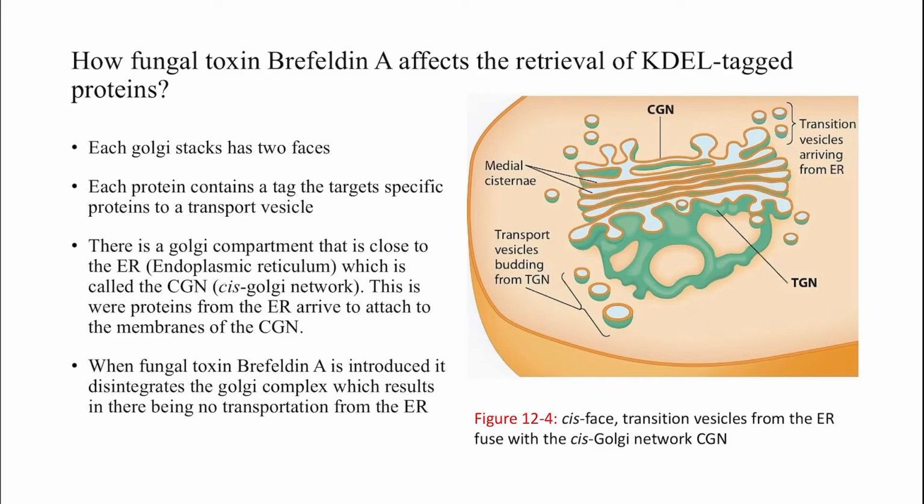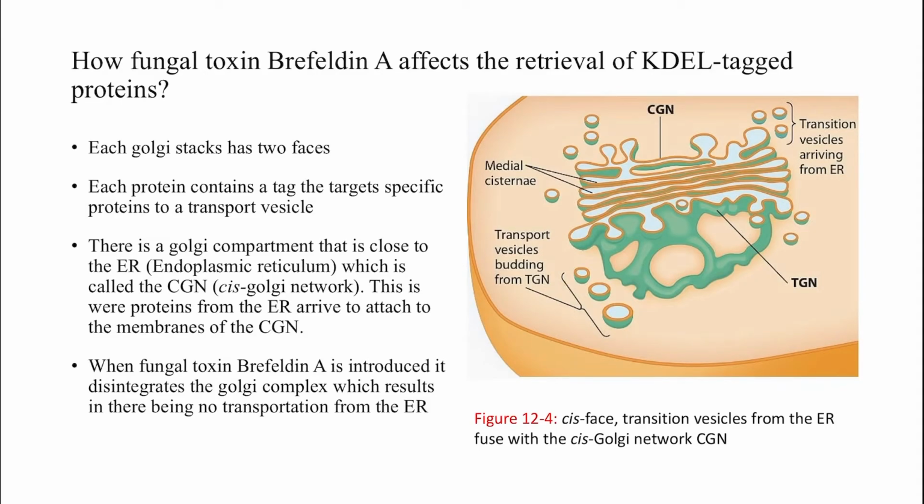So, how does the fungal toxin Brefeldin A affect the retrieval of the KDEL tagged proteins? Each Golgi stack has two faces. Each protein contains a tag that targets specific proteins to a transport vesicle. There is also a Golgi compartment that is close to the ER, which is called the CGN, or the cis-Golgi network. This is where proteins from the ER arrive to attach to the membranes of the CGN.